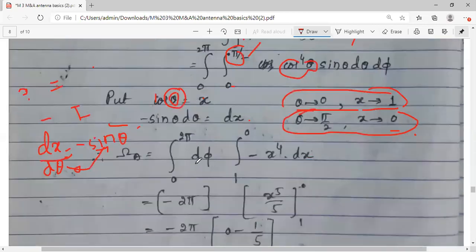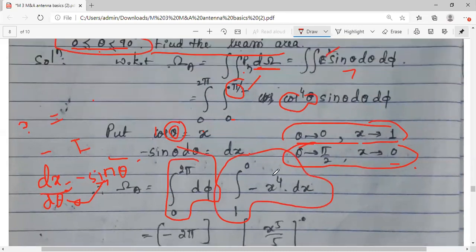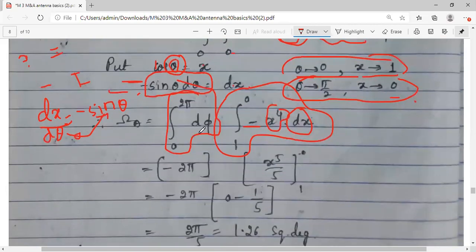So now put the value. You can see I have separated it here: separate integration for phi, and separate for theta. I have substituted x instead of cos theta, so it is x raised to 4. And what about sine theta d theta? Sine theta d theta along with the negative sign is dx. But here there is no negative sign, so take one negative sign, dx. Now further, the integration of d phi will be phi, applying the limits 2 pi minus 0.